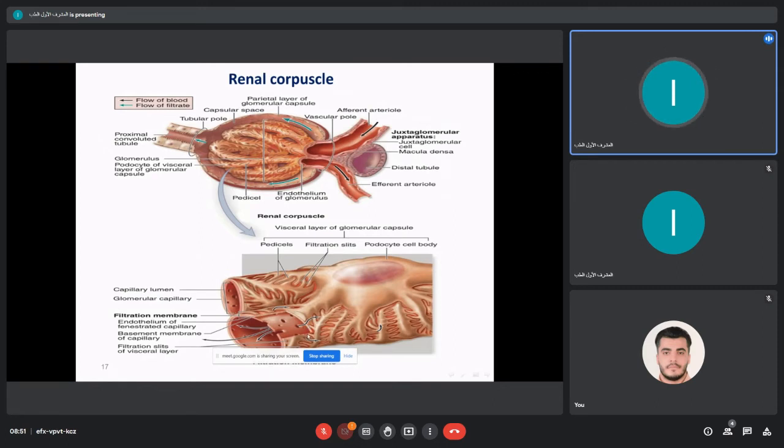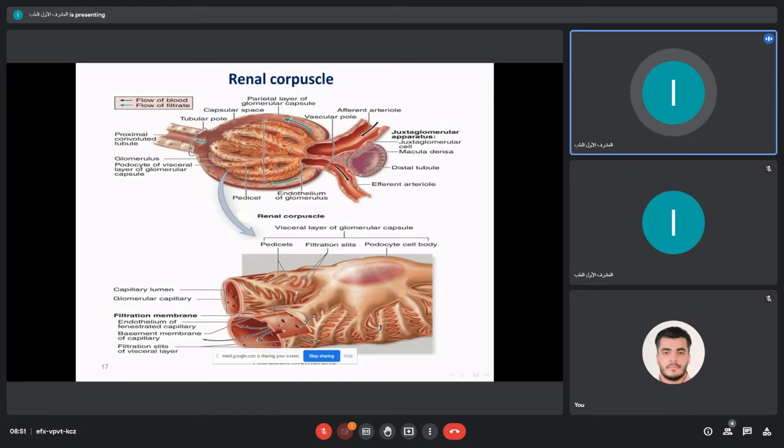Each podocyte extends primary processes, and then each of those processes extends smaller secondary processes called the pedicels. These small processes, the pedicels, cover most of the capillary surface, and between these pedicels are elongated spaces called the filtration slits.